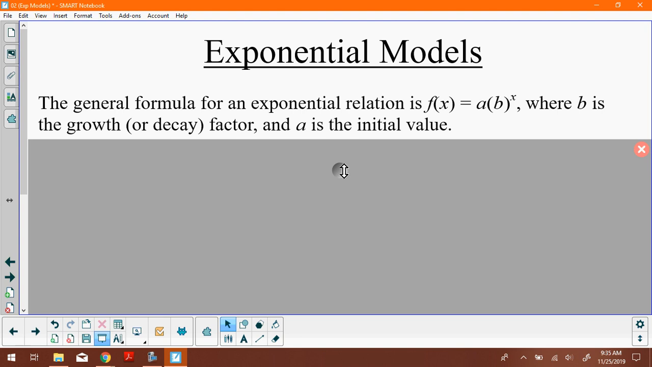A more general form for an exponential relation is f of x equals a times b to the power of x, where b is the growth or decay factor and a is the initial value.